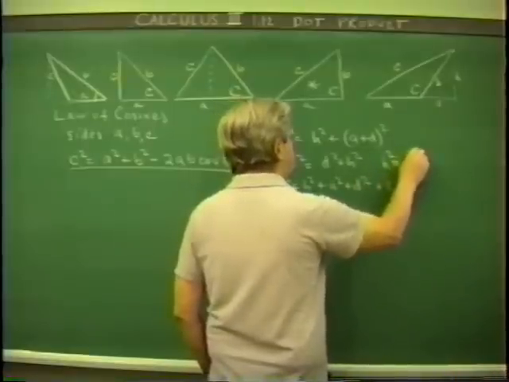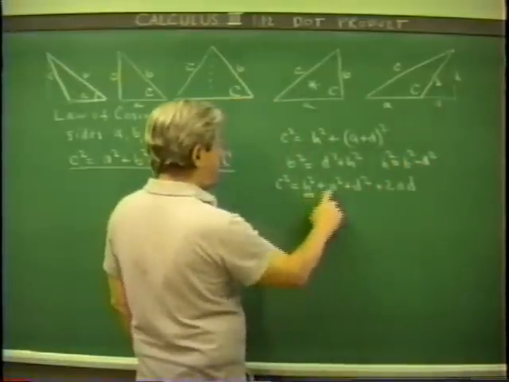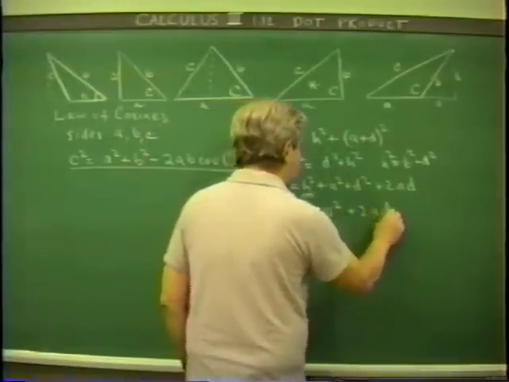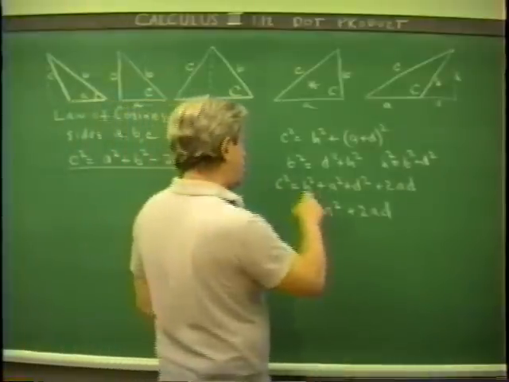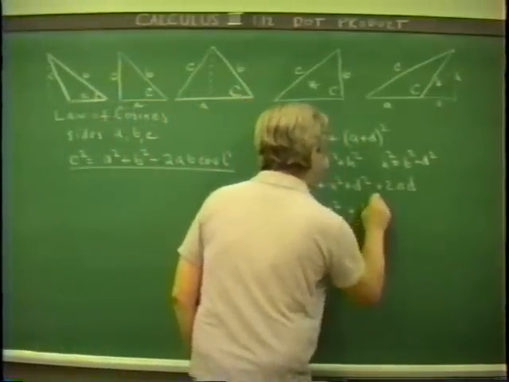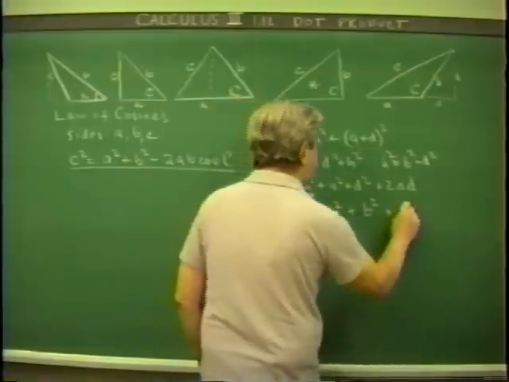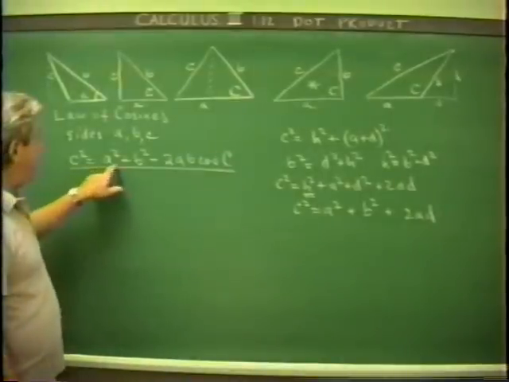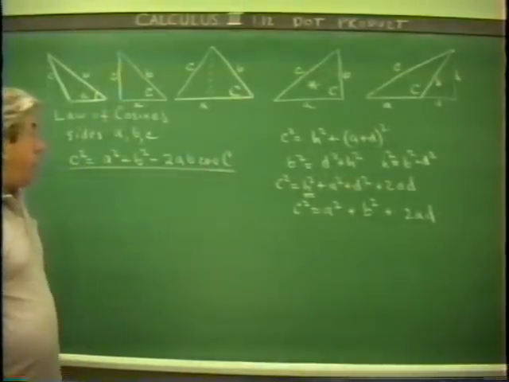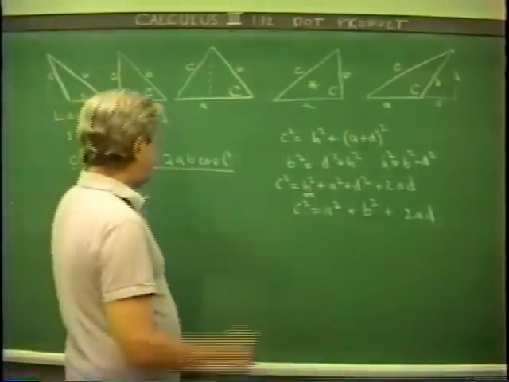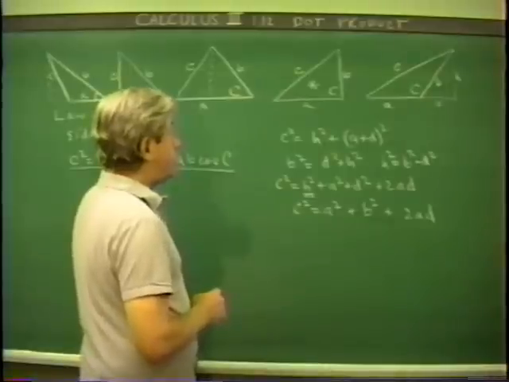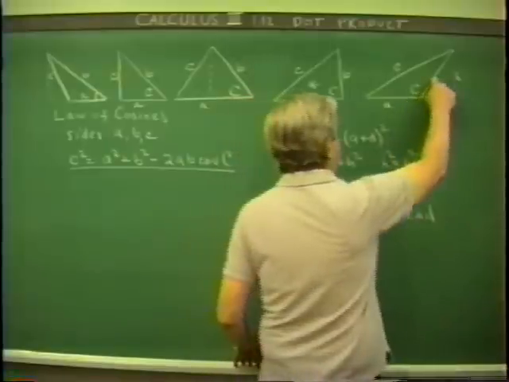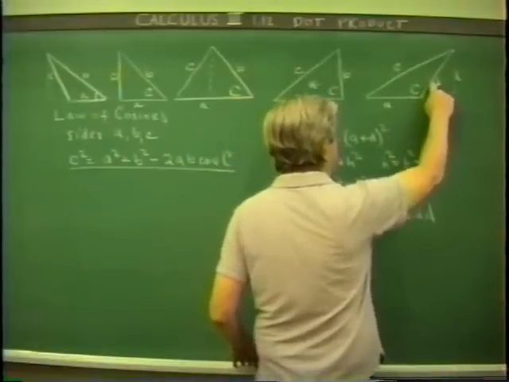I'm going to replace H squared here by B squared minus D squared. H squared from this is equal to B squared minus D squared. I replace this here, then I get C squared is equal to A squared plus 2AD plus B squared minus D squared, so plus 2AD. Right? Now, what I want here is that C squared is A squared plus B squared minus 2AB cosine C.